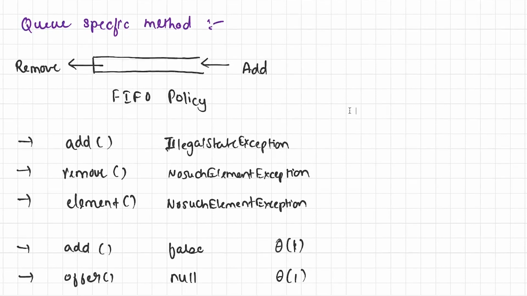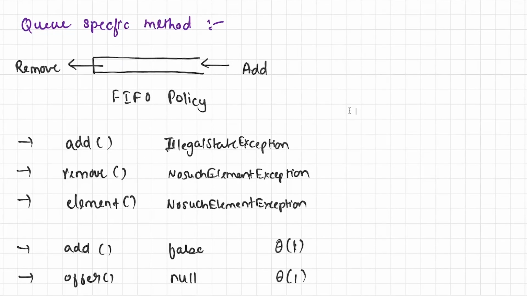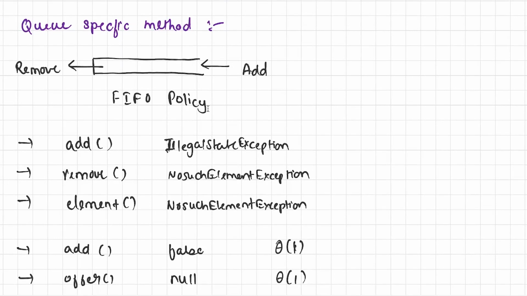And what is queue data structure? Queue is a data structure that follows FIFO policy. And what is meant by FIFO? FIFO stands for first in, first out. So the elements that are added first will be removed first. So there is one point from where elements are added to the queue, and there is one point from where elements are removed from the queue.